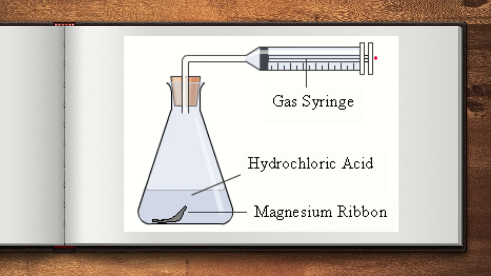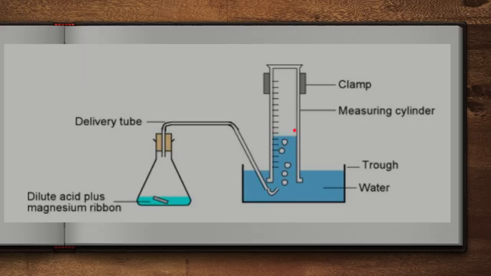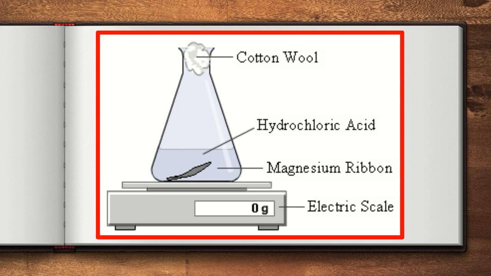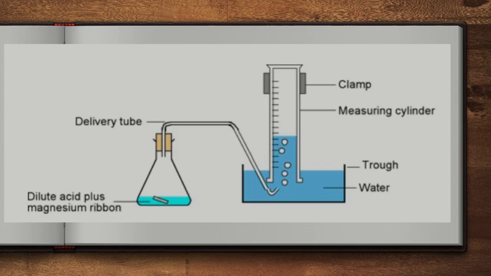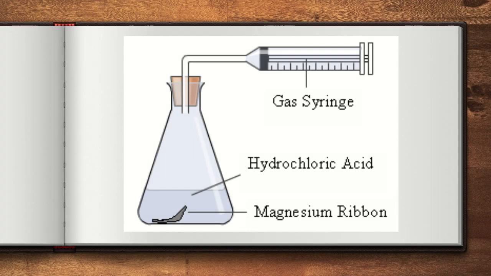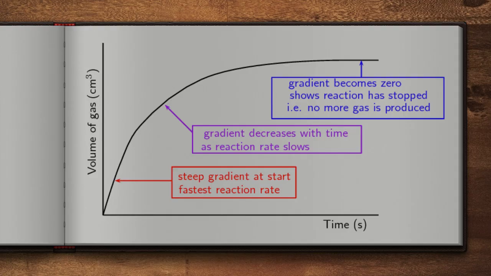You need to make sure that your plunger is fully in at the start of the reaction. And as the gas is produced, it will push this plunger out and you'll just simply be able to read off where the plunger is at the end. If they ask you in an experiment, say they showed you this one or this one, and they like to ask the question, particularly in paper 5, how could you make this experiment more precise? You would draw out this equipment for a gas syringe.